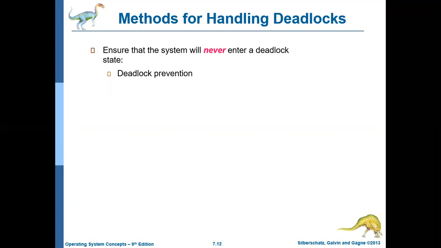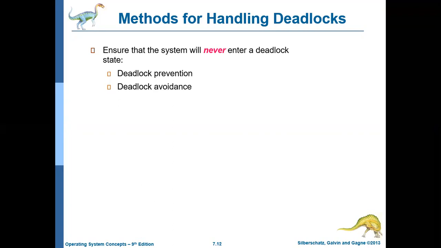So there are three things we can do with the deadlock. The first is we can prevent the deadlock. That means we can ensure that a deadlock never happens. There are two techniques to make sure that the system will never enter a state of deadlock, and these are called the deadlock prevention technique and the deadlock avoidance technique.